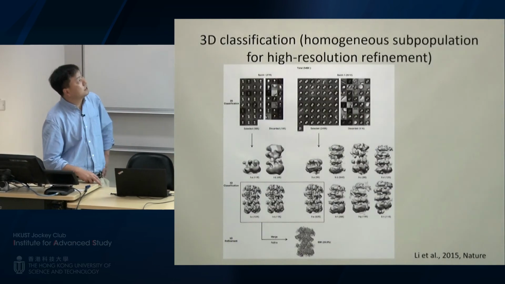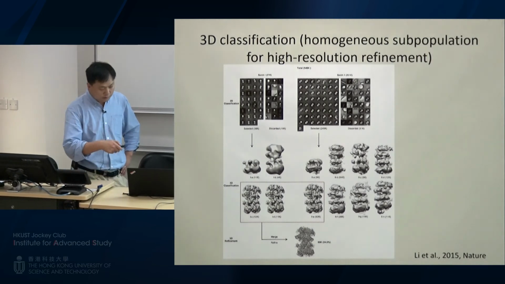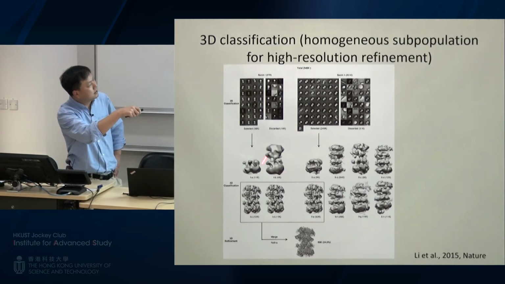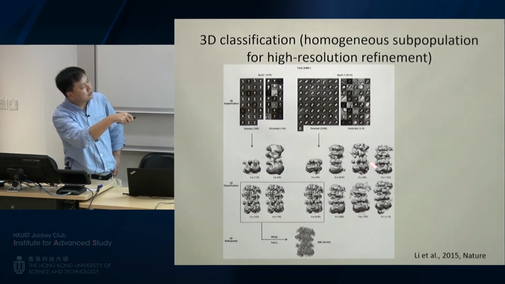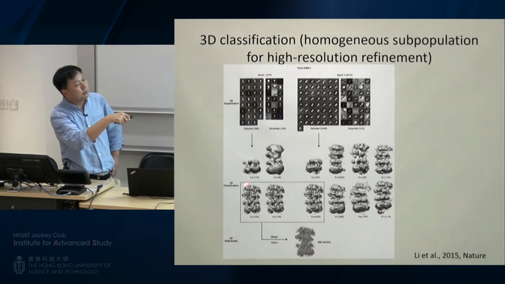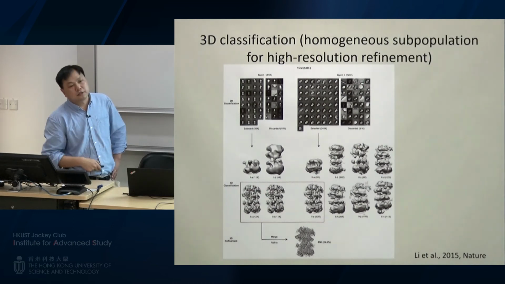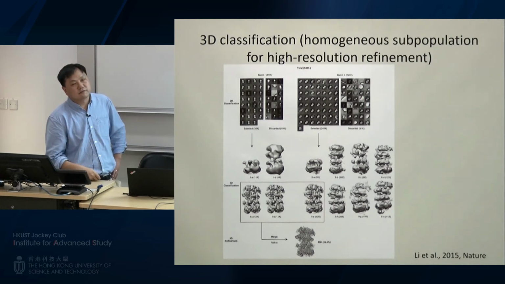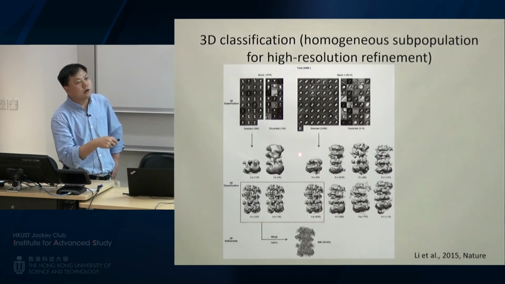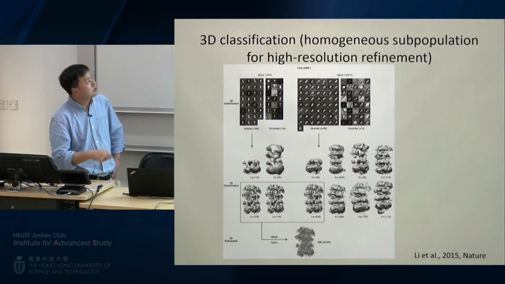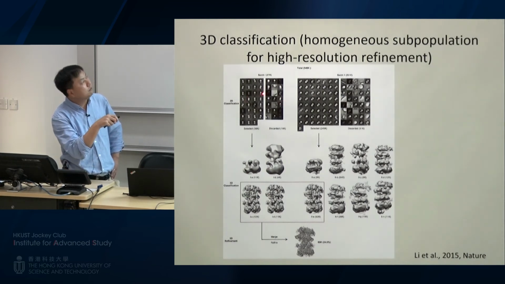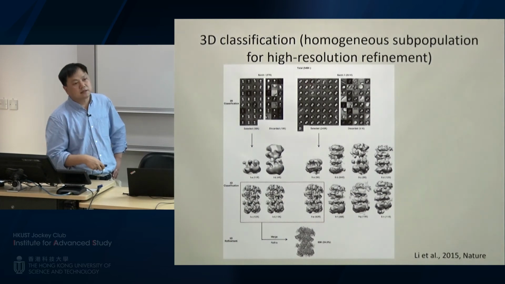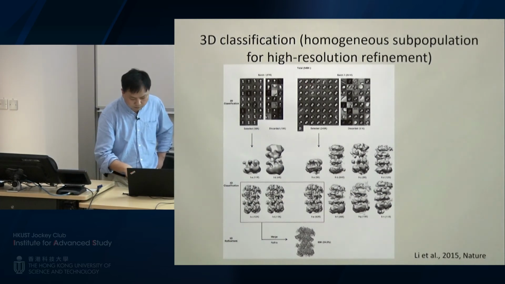Another purpose for 3D classification is, for example, what you are looking at here, that we use 3D classification to calculate a few 3D structures and only include the best one for further 3D refinement. So for this purpose, we will throw most of the data away and only use a very small fraction of the data for high-resolution refinement. That means picking out the most homogeneous subset for high-resolution refinement.